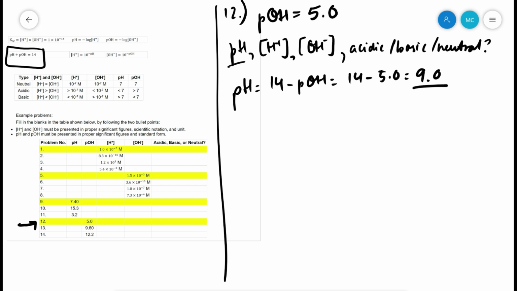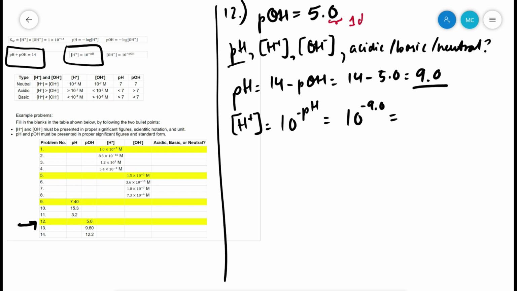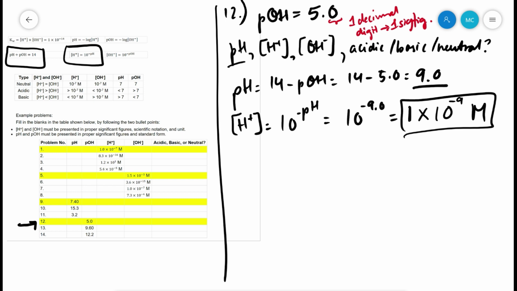Moving on to the concentration of the H+. The H+ is basically 10 to the power of negative pH. So this will be 10 to the power of negative 9.0. Now, going back to the known, right? Here you have 1 decimal digit, which means that you will have 1 sig fig in the concentration. Okay? So this will be 1 times 10 to the power of negative 9 molar. This will be your answer.